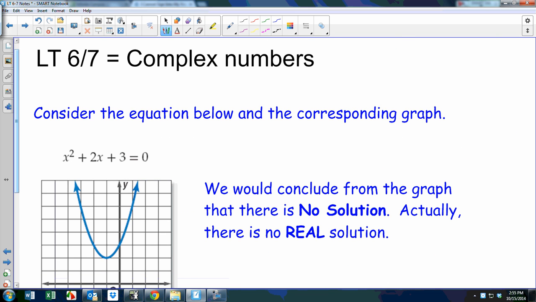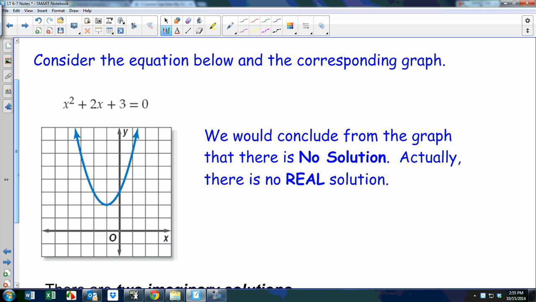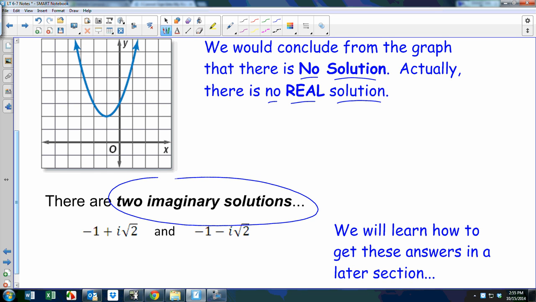All right, so quick little why are we looking at this and what is it? Remember yesterday when we did Learning Target 5, if we had a picture like this one, x squared plus 2x plus 3 equals 0, and it doesn't cross the x-axis, we would have said there is no solution. But actually, there's no real solution. There are two imaginary solutions, negative 1 plus i square root of 2 and negative 1 minus i square root of 2. We're not going to get into that just yet, but I want you to see we're going to be using these to solve quadratics in later targets. Right now, we're just getting comfortable with the imaginary unit i.